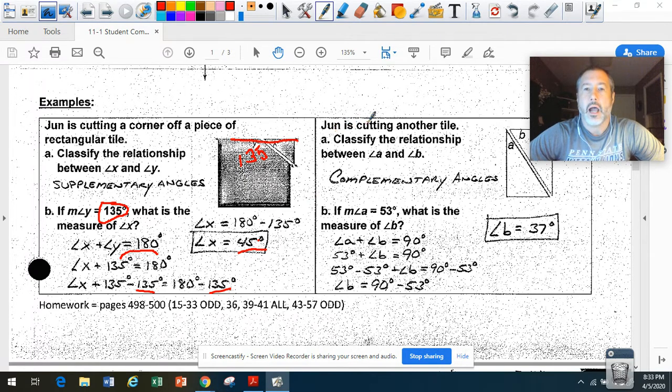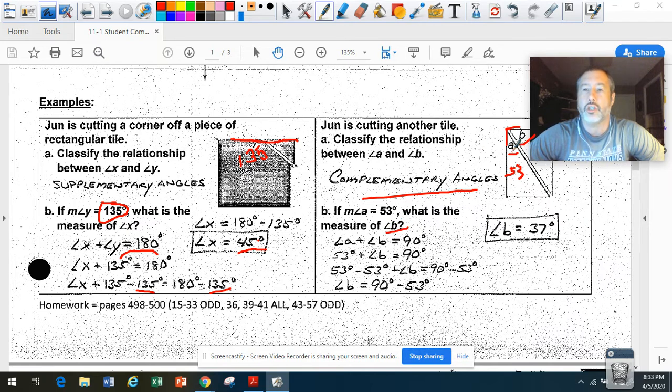Juan is cutting another towel. Classify the relationship between angle A and angle B. So if we look here, here's our A and here's our B. Okay, so if we look at those, they look like they're going to form a right angle. And when we're dealing with a right angle with two angles, we're dealing with complementary angles. Okay, so let's take a look here. It says, if the measurement of angle A is 53 degrees, so this here is 53 degrees, we want to figure out what angle B is.